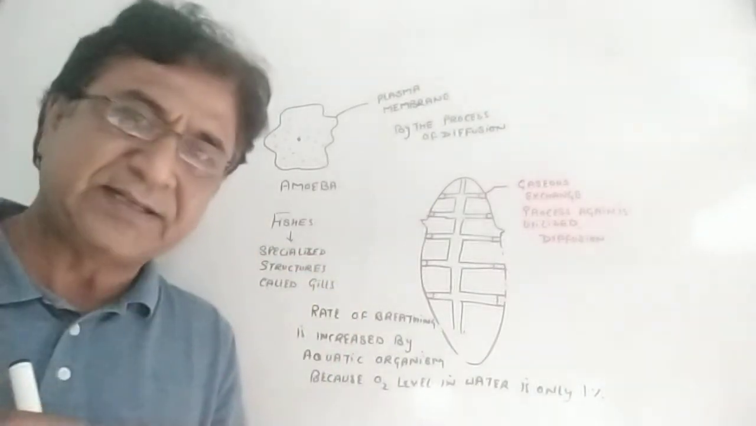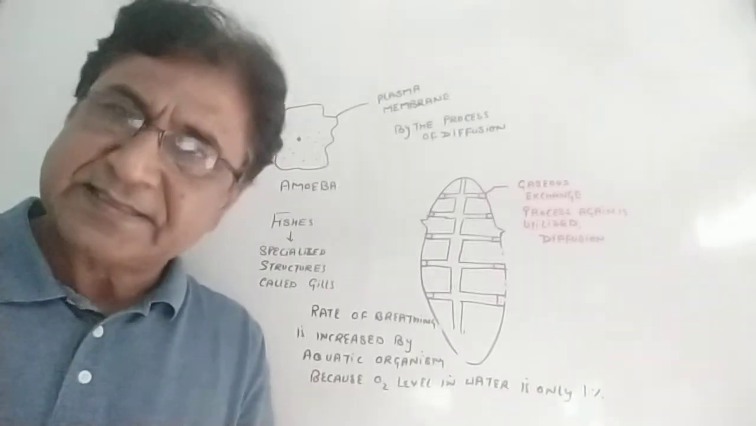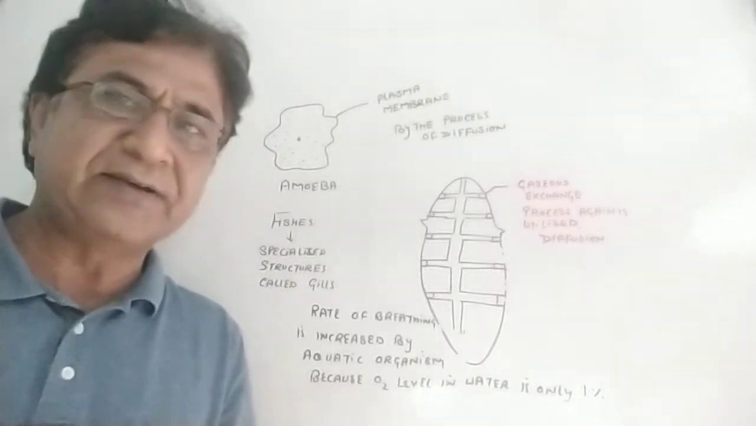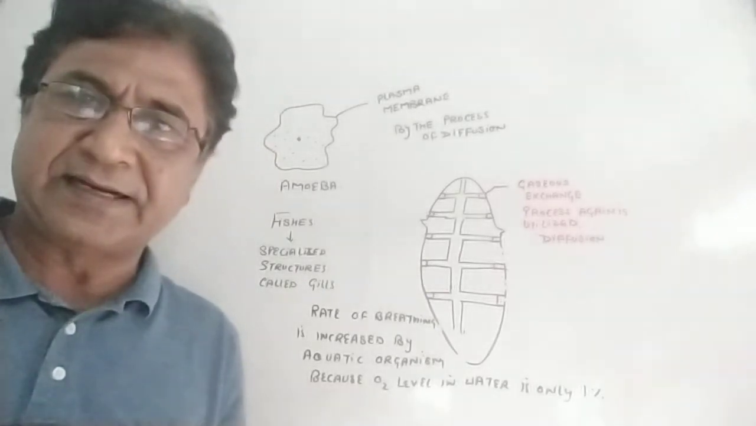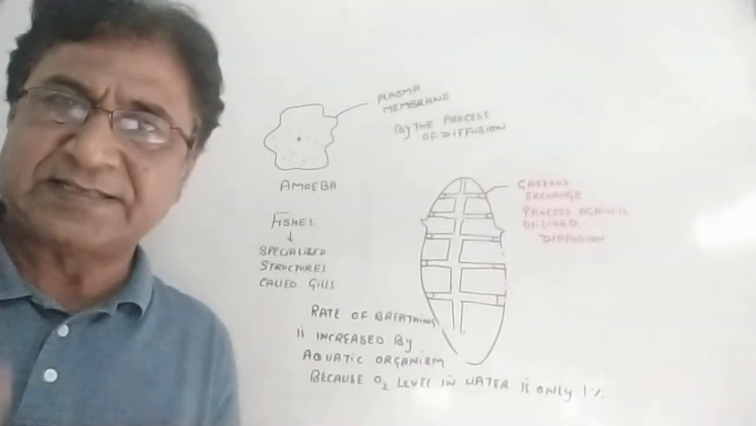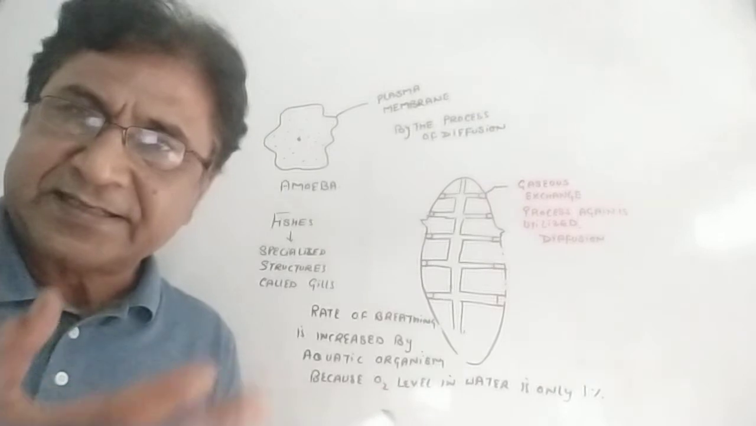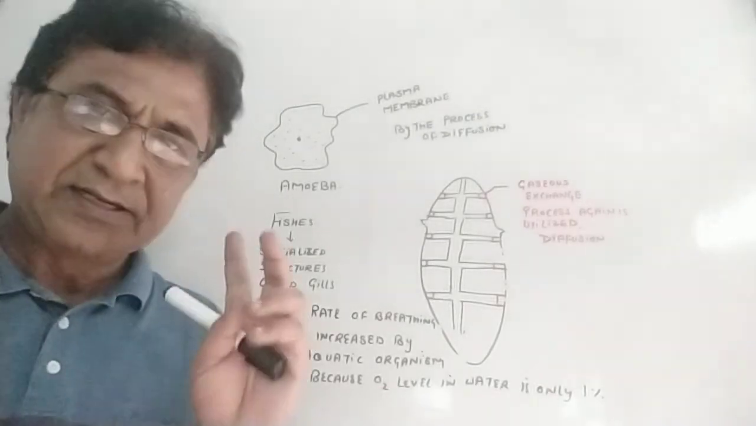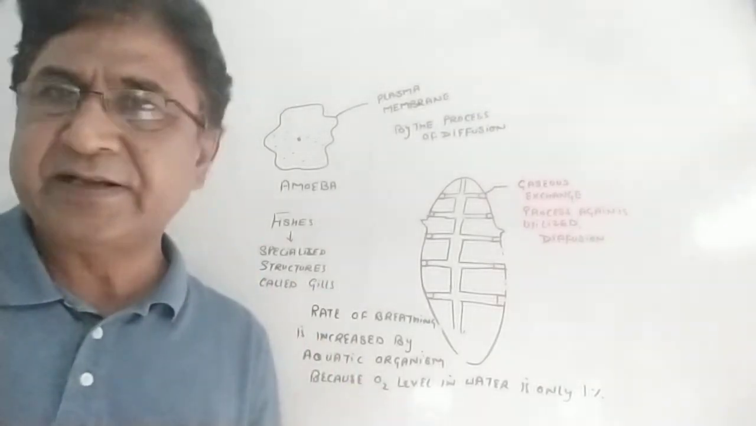Why so? In the hill areas, the air is very thin, means the density of the air is less. When the density is less, that simply means oxygen level is less. To compensate that, the people living over there increase their RBC level to compensate for the lesser amount of oxygen. Remember, these two questions are very, very important.